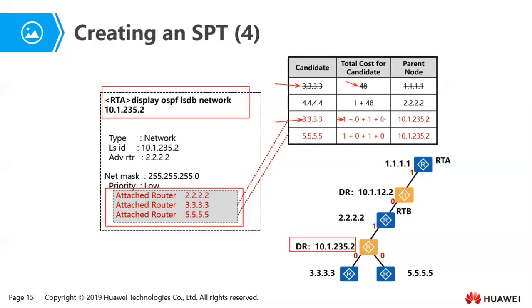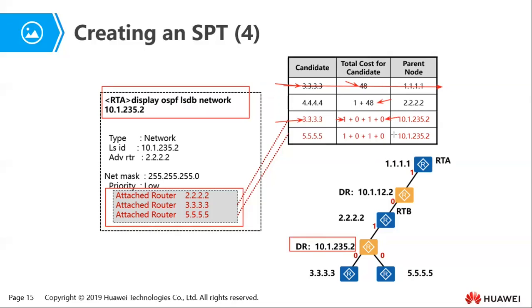So once we have that, this 3.3.3 is going to be cancelled out. It's going to be eliminated, deleted from the candidate list, and the new 3.3 is going to be added. After the two have been added, it's going to compare the cost. This one has a cost of 49. No, we cannot add you to the SPT.